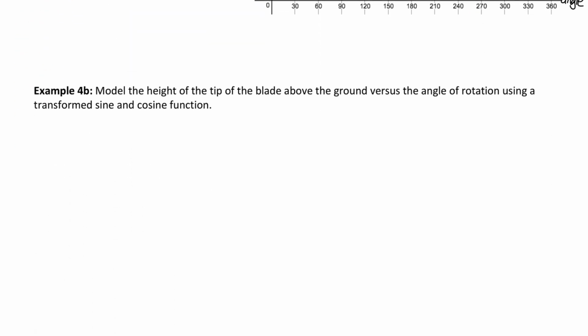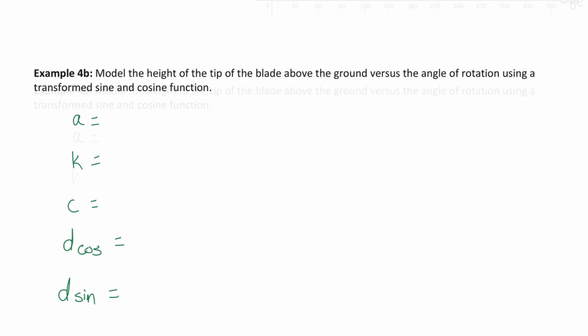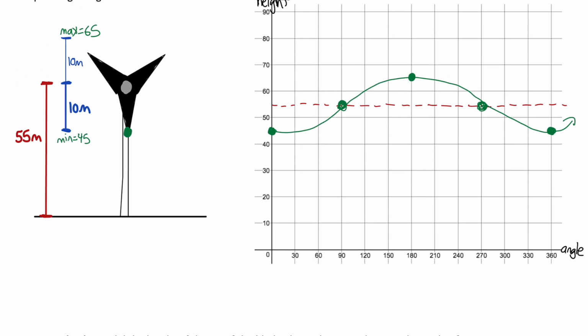Part B says to model the height of the tip of the blade above the ground versus the angle of rotation using a transformed sine and cosine function. If I'm going to do that, I'm going to have to solve for A, K, D, and C. If I want to solve for the A value, I just need the amplitude, which is the distance from the midline to the max, or from the midline to the min. It's half the distance between max and min.